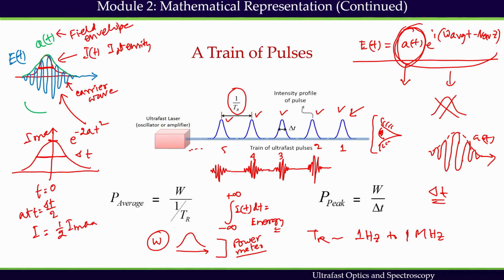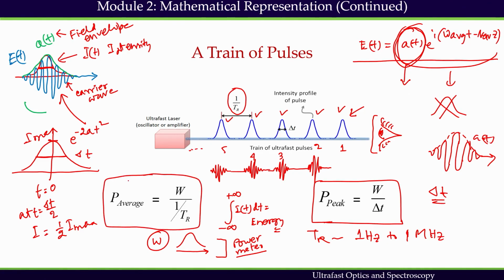If the total energy content of each pulse is W, which can be expressed in joules, then we can define two quantities. One is peak power, which is nothing but the energy localized within this delta T time scale. That is, delta T is the full width half max of the intensity profile. So within that femtosecond time scale, how much energy I have concentrated. Another one is called average power. Average power is nothing but energy divided by repetition time. Repetition time is nothing but 1 by T_R, where T_R is the repetition rate. So these are the two important terminologies for the laser system.